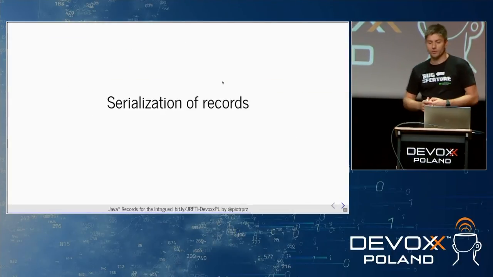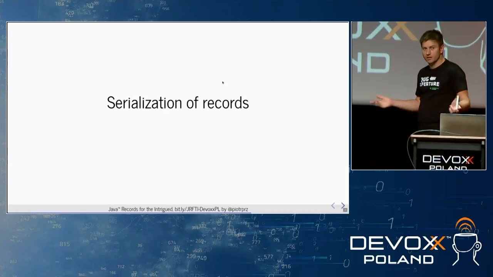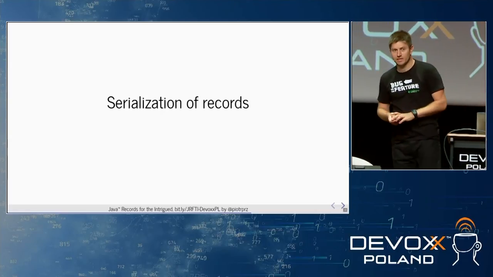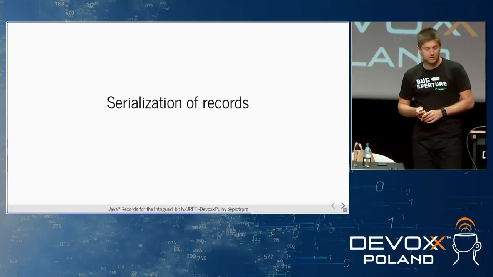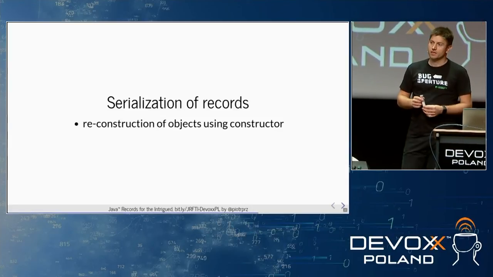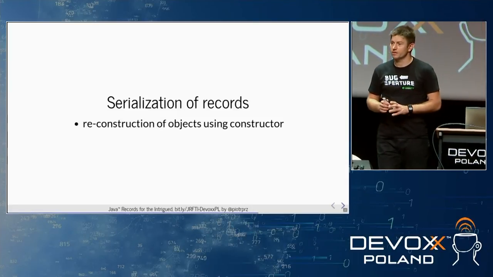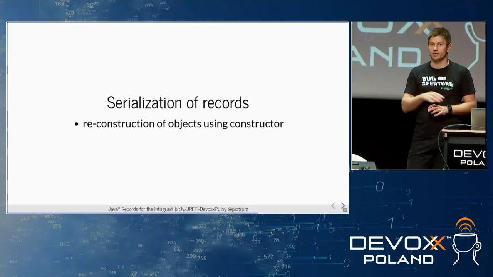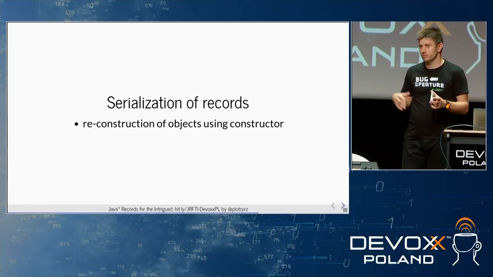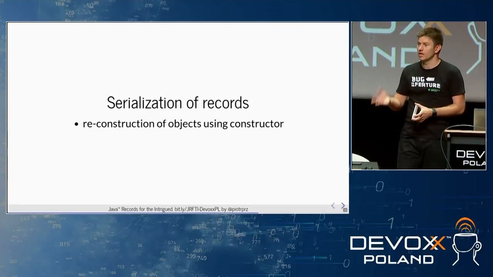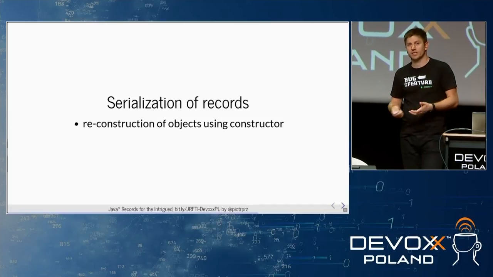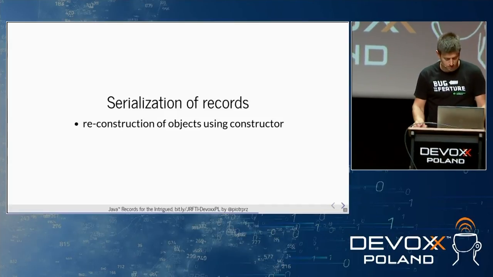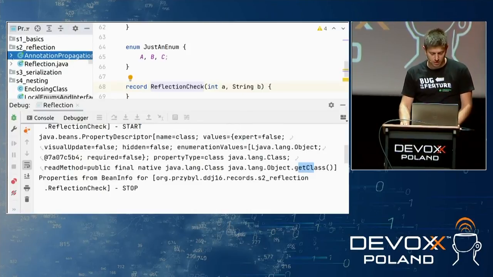And let us go for serialization of records, because in Java we have this bad habit of serializing data, right? Things are a little bit different when it comes to records, because they are reconstructed using their constructor. So we don't have some weird new method called somewhere in the cycle to have this object deserialized. We just have them reconstructed using the constructor.